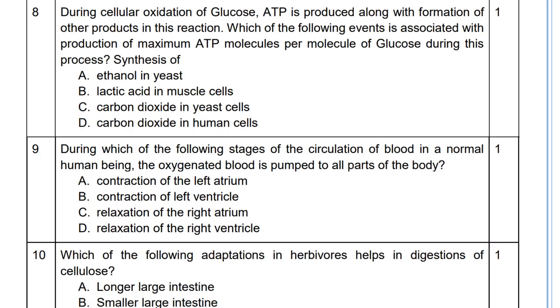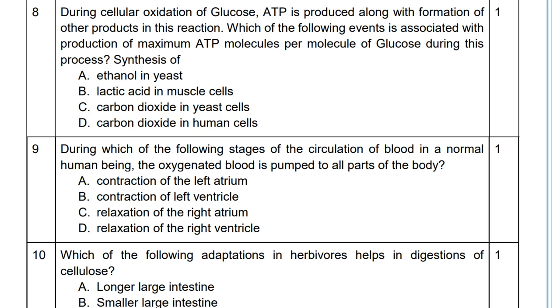Question 8. During cellular oxidation of glucose, ATP is produced along with formation of other products in this reaction. Which of the following events is associated with production of maximum ATP molecules per molecule of glucose during this process? Synthesis of A. Ethanol in yeast. B. Lactic acid in muscle cells. C. Carbon dioxide in yeast cells. D. Carbon dioxide in human cells. Correct answer is D. Carbon dioxide in human cells.